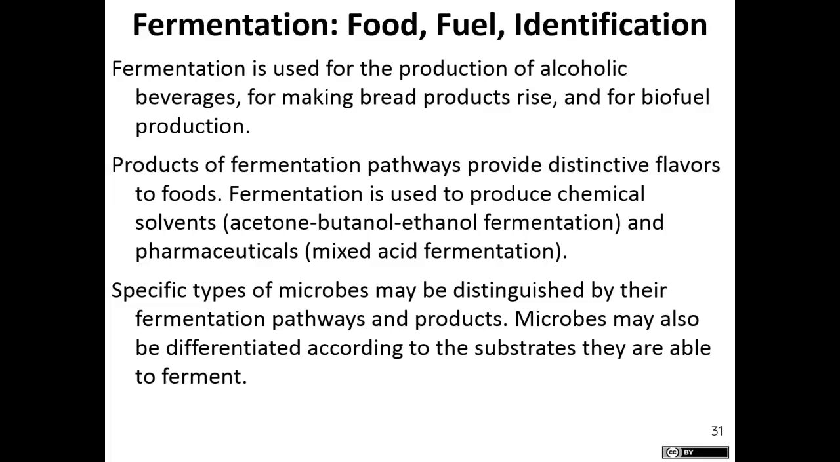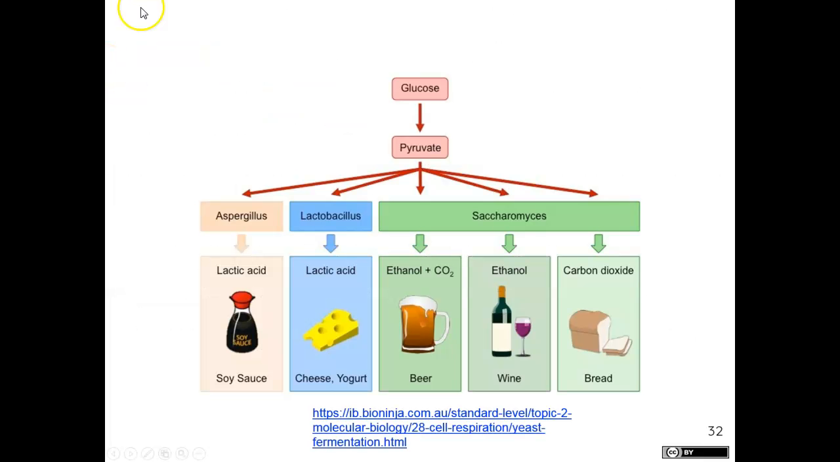Fermentation is used in multiple processes for food making. So we produce alcoholic beverages, we produce breads, we produce yogurts, we produce cheeses, we produce biofuels in a fermentation pathway. And so different organisms are going to produce different end products of fermentation. And so here we have different types of organisms and what they can produce.